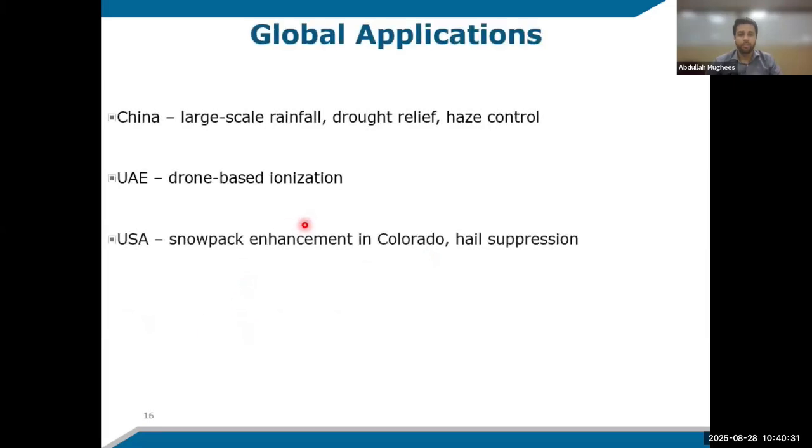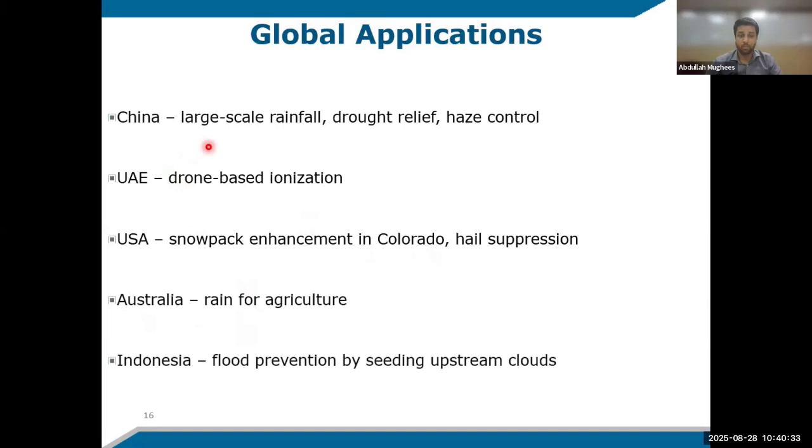If we look at the global applications, China is using large-scale rainfall to bring relief to drought regions and for haze control. The UAE is using drone-based ionization, which is much safer and eco-friendly, but the probability is low in comparison to the hybrid approach, which uses drone-based ionization along with chemical spray. The USA is using it for snowpack enhancement in Colorado, hail suppression, and a lot of other purposes as well. Australia is using artificial rain for agriculture purposes. Indonesia is using it for flood prevention by seeding upstream clouds.